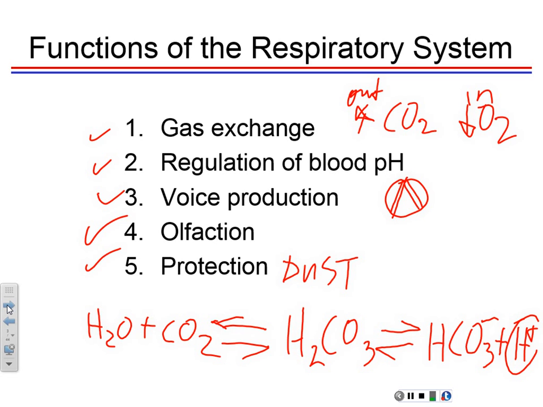You talk about dust cells. If I was to ask about the functions of the respiratory system, you don't say olfaction and put a period, because you get maybe a quarter point. You've got to tell me about it. So that's good. All right, very good.